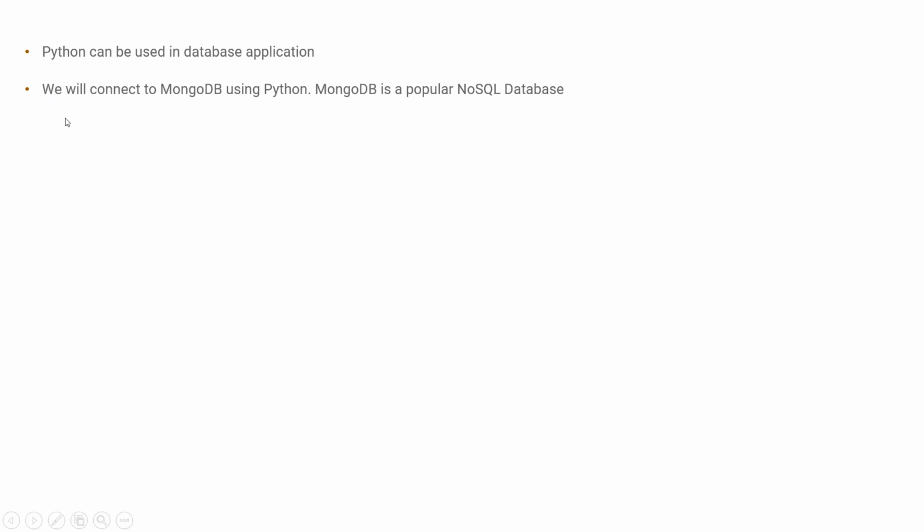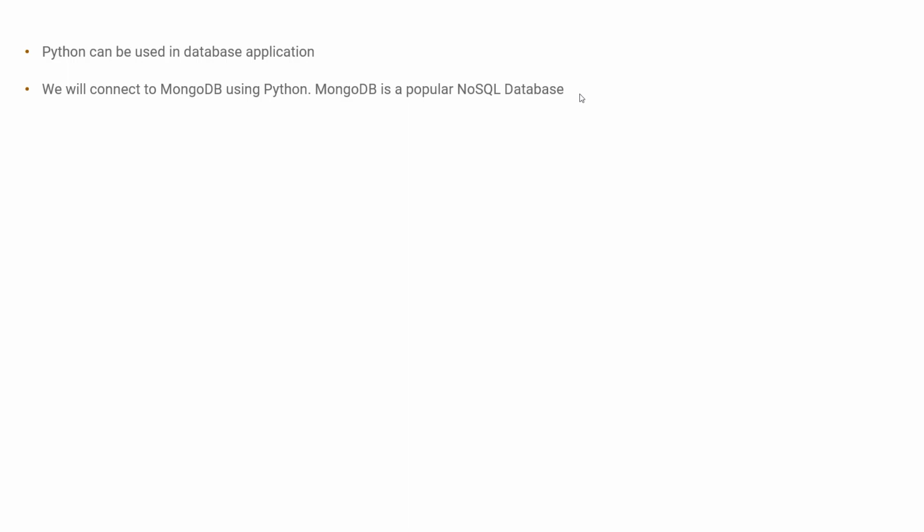In this video, we will connect to MongoDB using Python, and MongoDB is a popular NoSQL database. NoSQL databases are databases which are schemaless, and they are common these days. You can have CouchDB, MongoDB, Cassandra. These are different NoSQL databases where the relationship is not important.